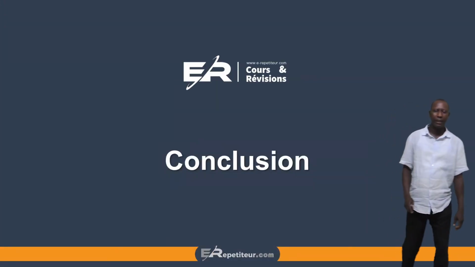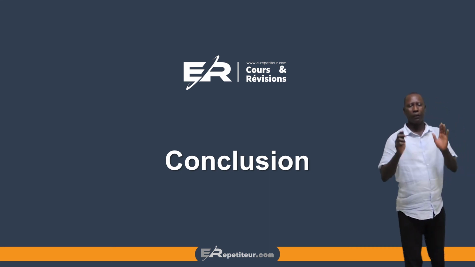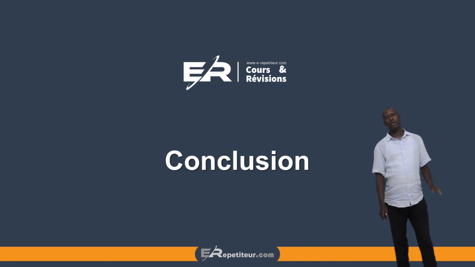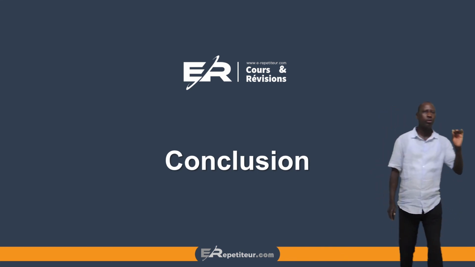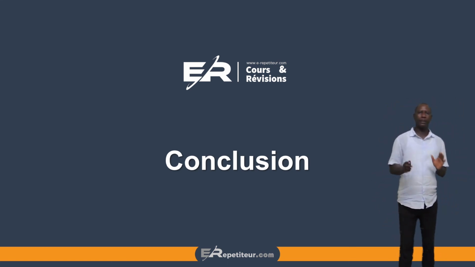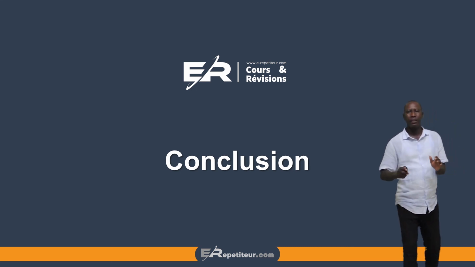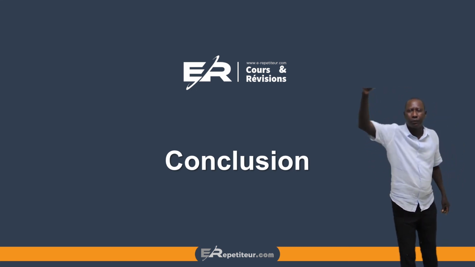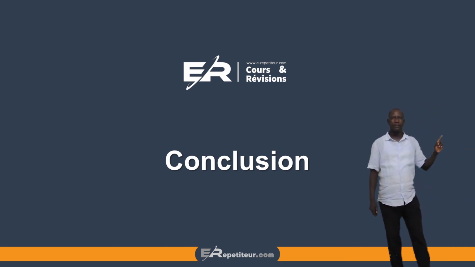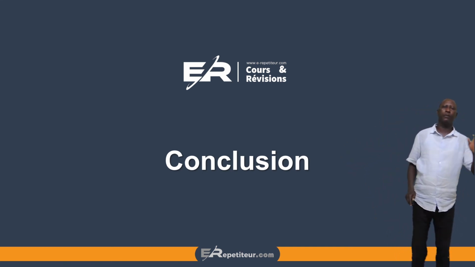Okay, dear learners, I hope you understood the difference between future continuous and future perfect. I hope you understood the rules. In fact, it's very easy. We use the future continuous to express something I will be doing in the future. But we use the future perfect to express something I will have finished doing in the future.